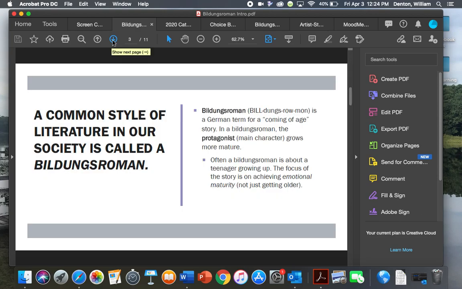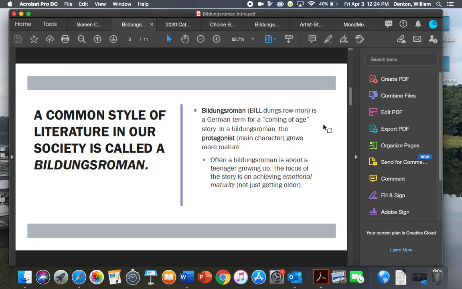So, long story short, here's what we've got. A common style of literature in our society is called a Bildungsroman. Here's a pronunciation in case you're having a tough time with it. It's a German term that means coming of age. It's a super common aspect that is looked at in movies and books and everything across the board, where someone matures along the line.